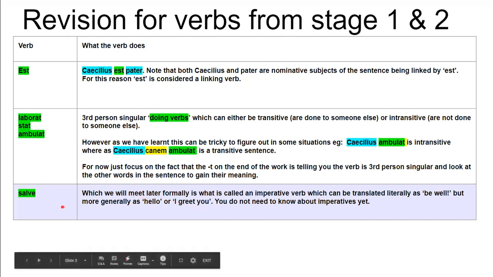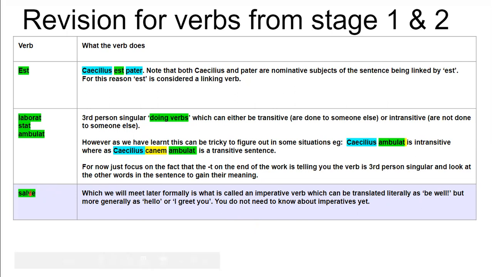All right. We don't know about imperatives yet, but just know that salve with the E ending right there is a singular imperative. We'll later see plural imperatives, and they'll be something like salvete. So it'll have an ETE ending or an ITE ending.